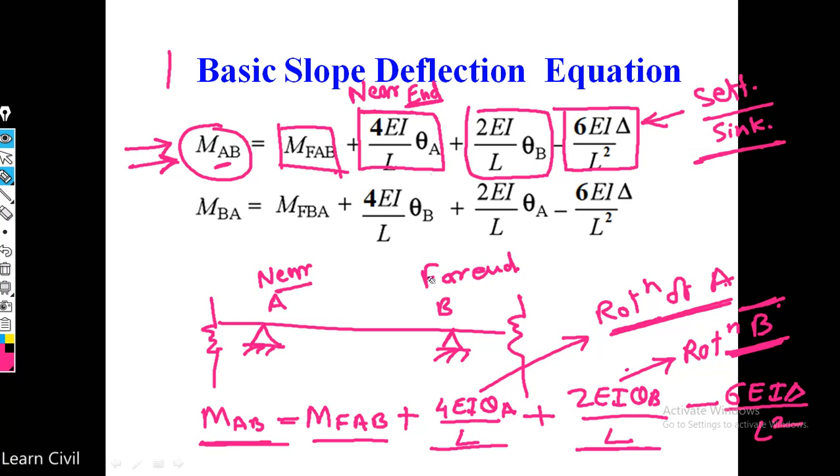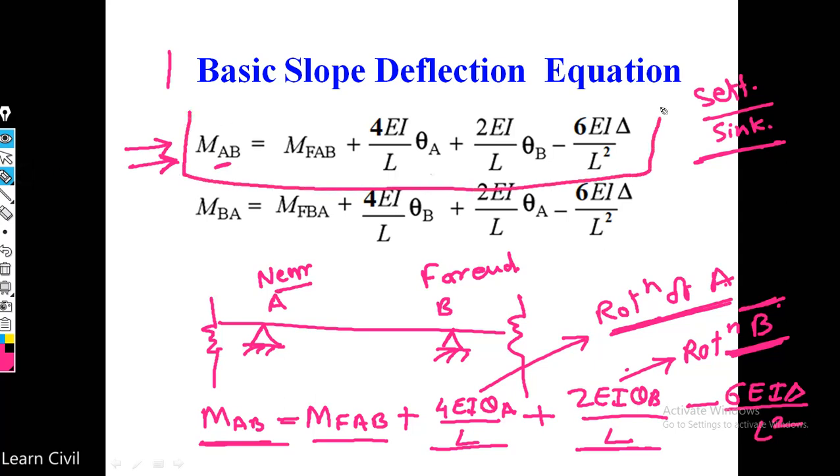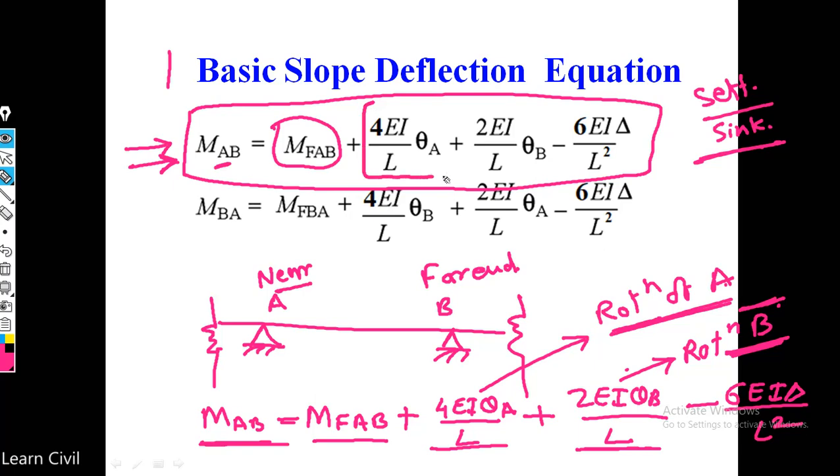So you can see in this particular equation by the slope deflection method, the final end moment MAB is the sum of fixed end moment MFAB plus the bending moment developed due to rotation of the near end plus the bending moment developed due to rotation of the far end. B is the far end. And minus the bending moment which is developed due to sinking of support.